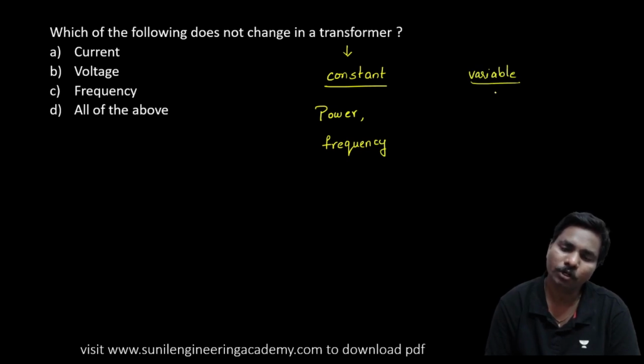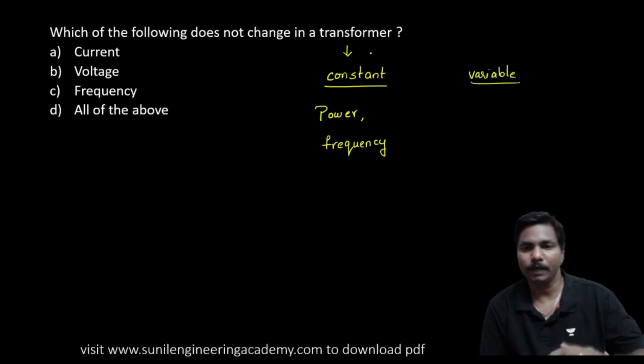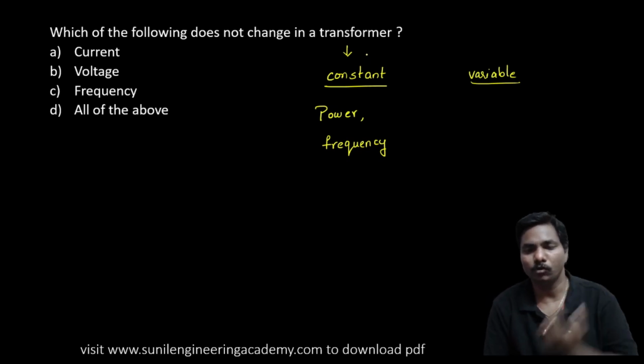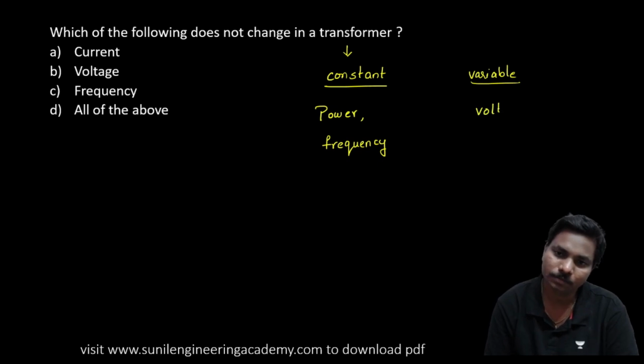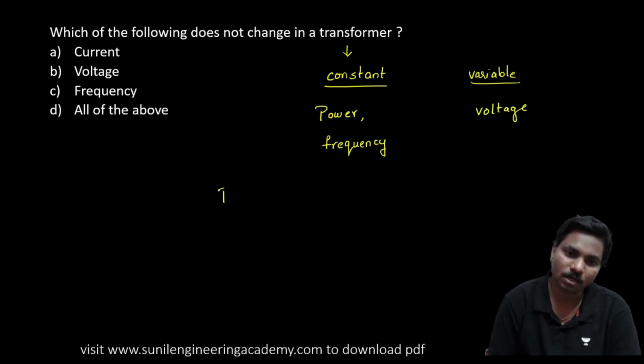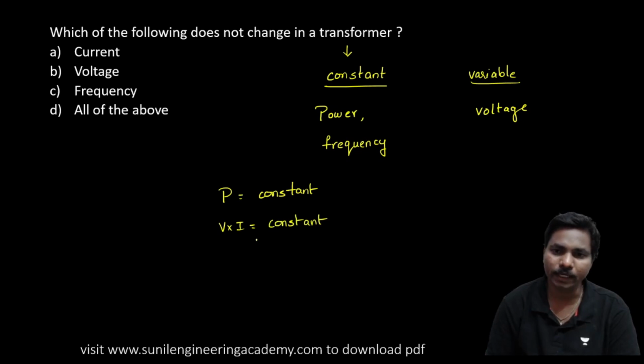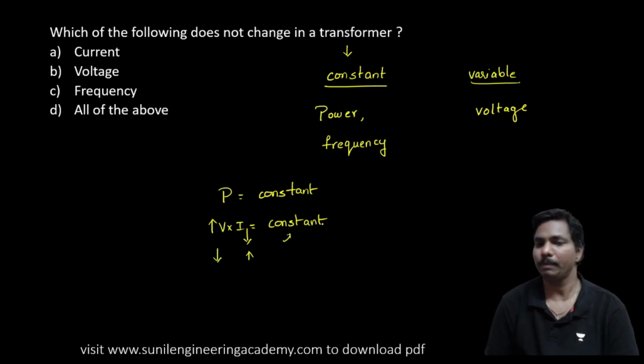Variable terms. We know transformer can step up the voltage and also step down the voltage. That means voltage is variable. And whenever the power is constant, the product of voltage into current is constant. So if you increase the voltage, what is happening to current? It will be decreased to maintain the constant power. In the same way, if you decrease the voltage, current has to be increased to maintain the constant power. So that means current also is a variable quantity.